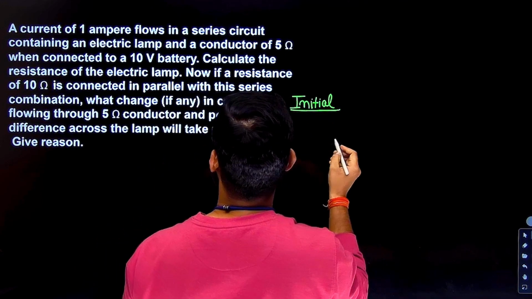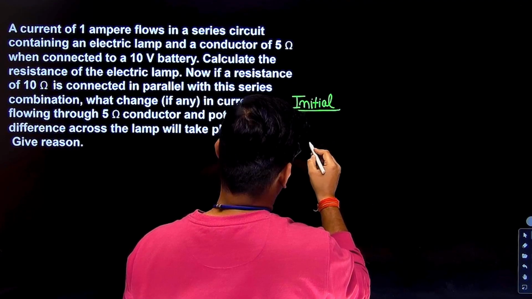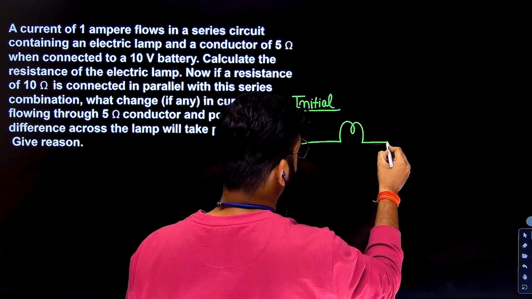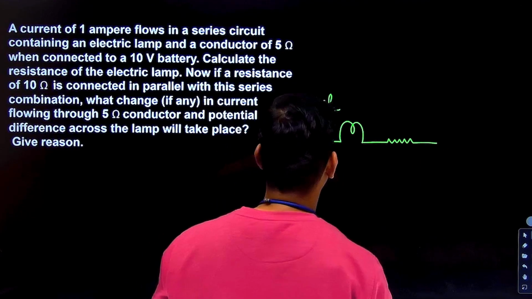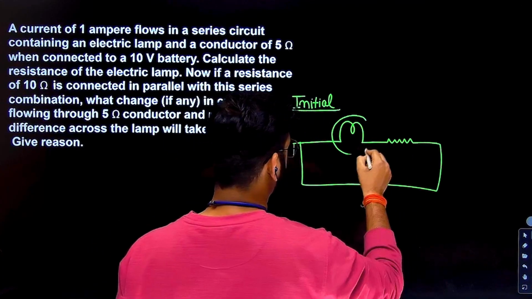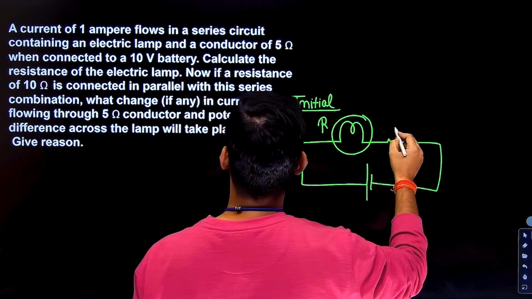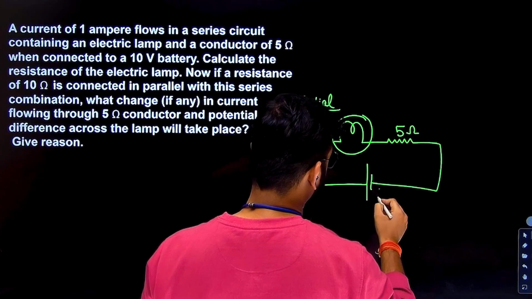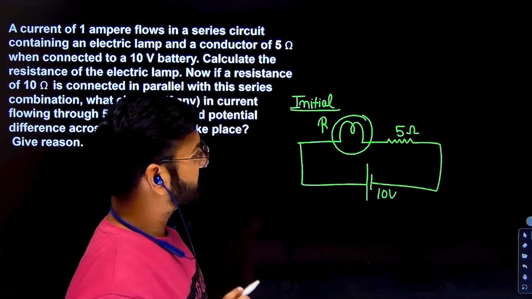So our initial circuit is we have a lamp and a conductor. So let's take a bulb instead of a lamp, and we have a conductor whose resistance is 5 ohm and connected to a battery of 10 volts. I don't know the resistance of this R, and this is 5 ohm. This is 10 volts. So this is our initial circuit. Correct?